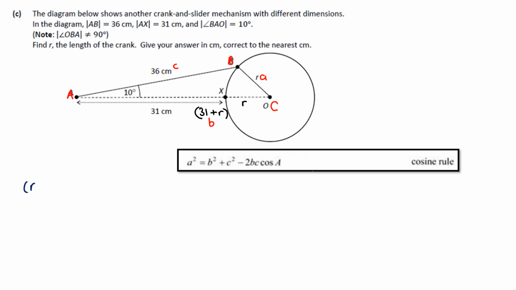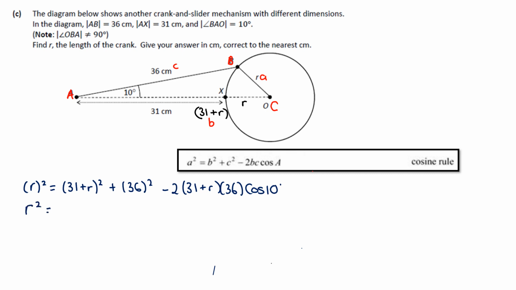So we end up with OR squared is equal to (31 plus OR) squared plus 36 squared minus 2 times (31 plus OR) times 36 times cos of 10 degrees. So not particularly nice, but we're going to work through it, and we're going to work through this algebra. So squaring this, we have OR squared plus 62 OR plus 31 squared is 961. 36 squared is 1296. Then I'm going to do a little bit of cleanup here.